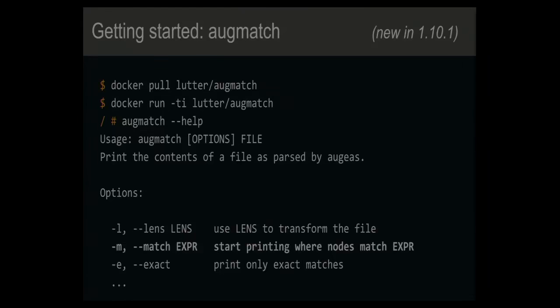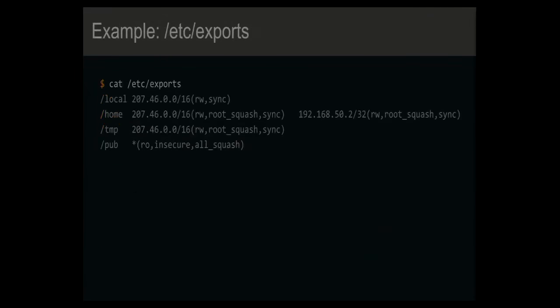If you want to play with it, it's really new in 1.10.1, and I just released that maybe a couple of weeks ago, so it hasn't really hit all the distros yet. But if you want to play with it, there's a Docker container, looter/augmatch, that you can pull, and that has everything in it, and you can play around with it a little bit. And just to give you a feel for both how augmatch works and how Augeas sees the world, a simple example is the NFS exports file, to find things in there.